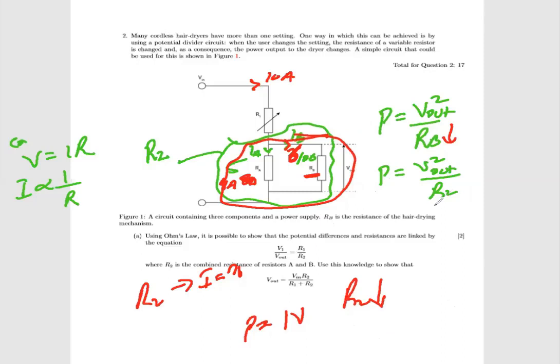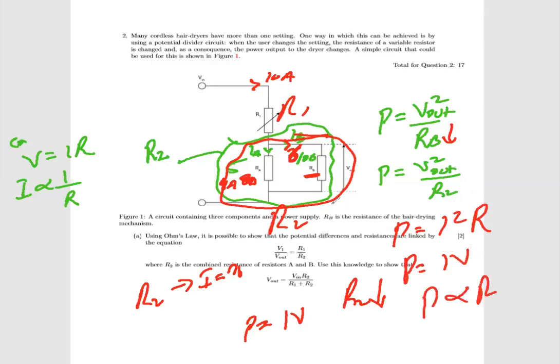Okay, wait. If R2 gets decreased, V out is the same in both cases. So if R2 gets decreased, then the power dissipated... So confusing. Okay, current is the same in both resistors. This is R2 and this is R1. So P is equal to I square R. We have this relation and another relation, P is equal to IV. The current is the same, so P is directly proportional to R.